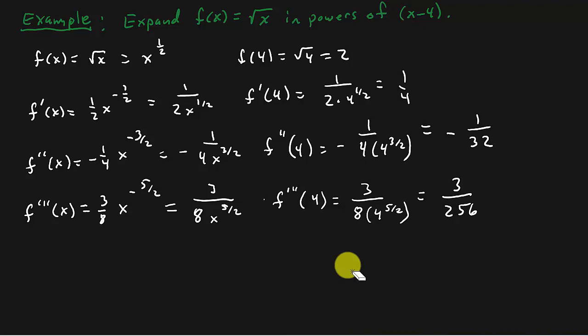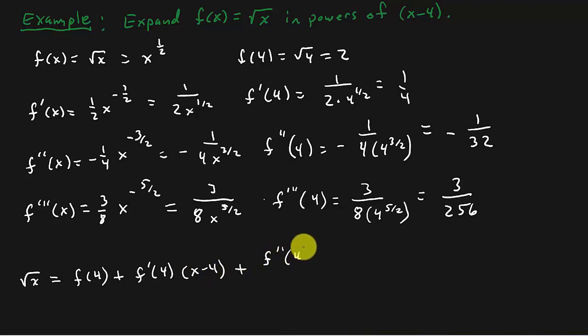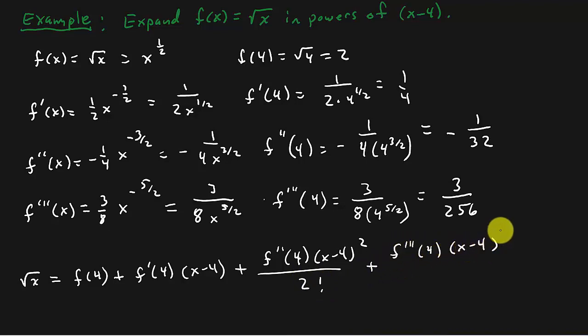All right, so let's see what we've got. The square root of x is equal to, let's just write it out. That's going to be f of 4 plus f prime of 4 times x minus 4 plus f double prime of 4 times x minus 4 squared over 2 factorial plus f triple prime of 4 times x minus 4 cubed over 3 factorial.